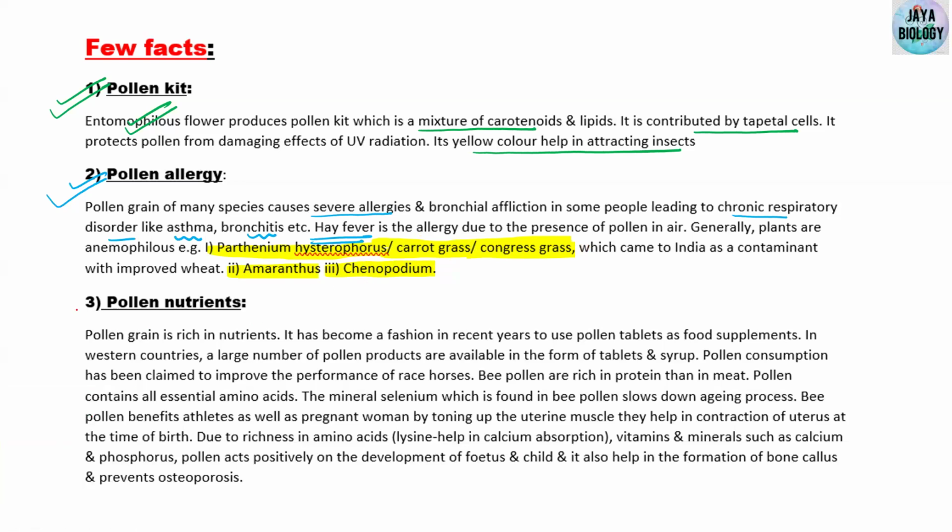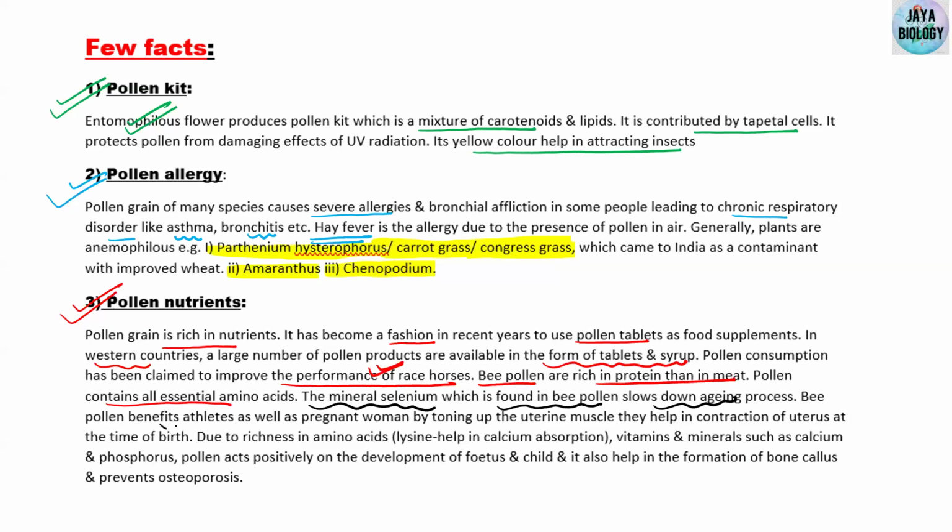Now, next is pollen nutrient. They are rich in nutrients. It has now become fashionable to use pollen tablets. In Western countries, it is available in the form of tablets or syrup. And it is found that it is used to improve the performance of race horses. Bee pollen is richer in protein than meat. It contains all essential amino acids and especially the mineral selenium. It is found in bee pollen to slow down the aging process also.